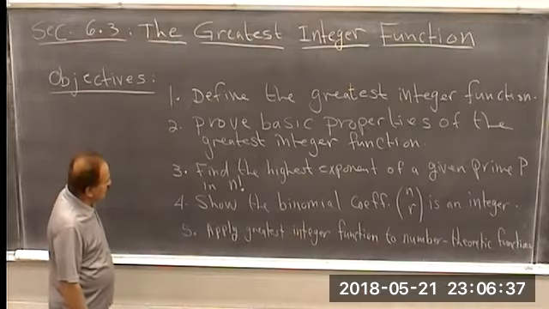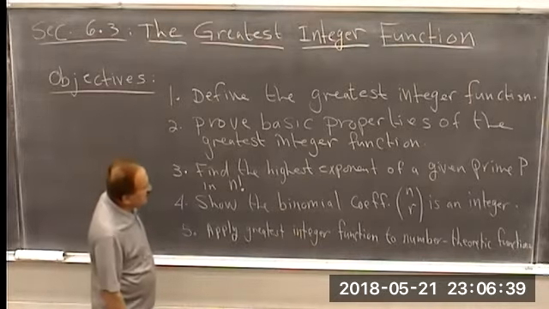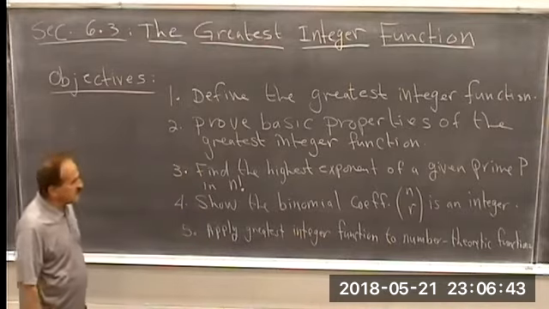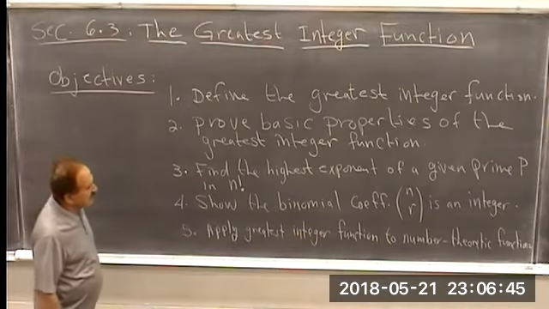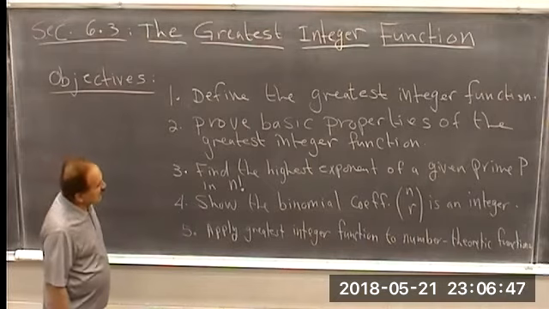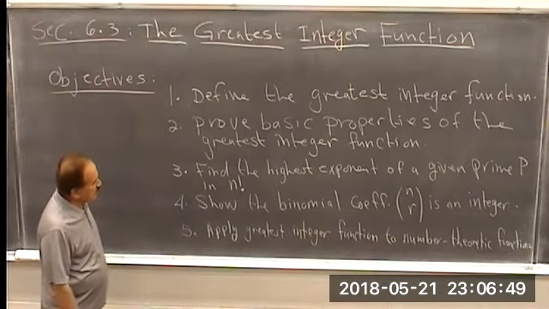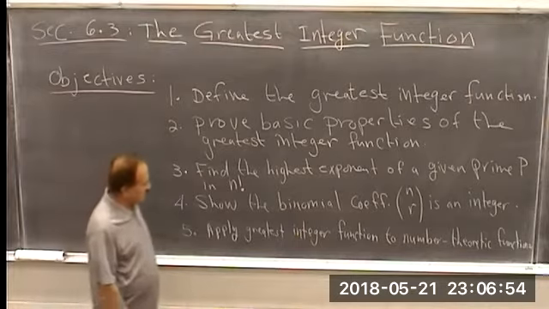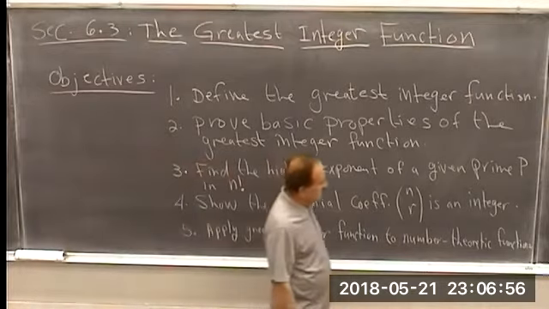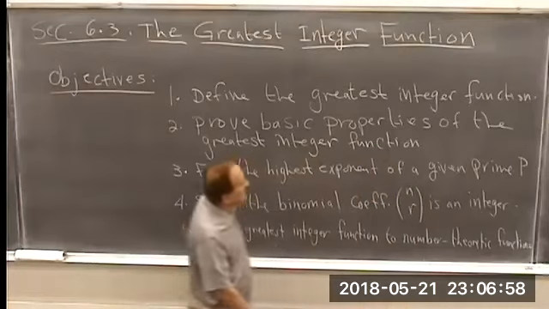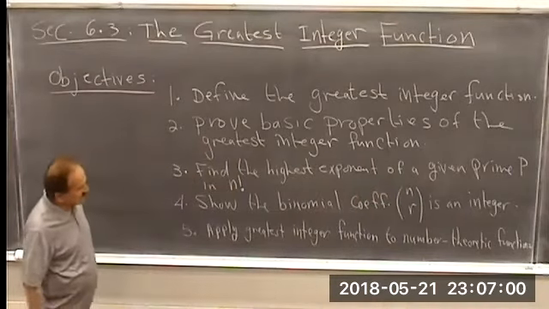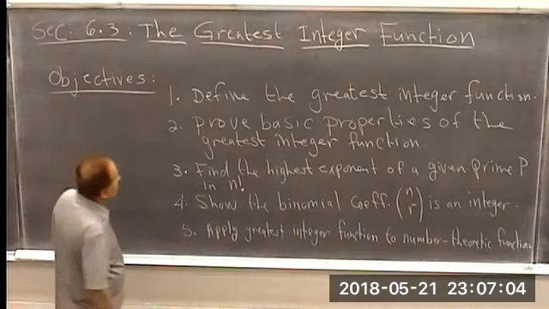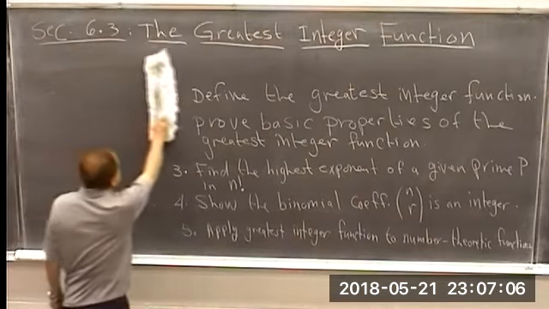Then we're going to show that the binomial coefficient n take r is in fact an integer. It's a fact that we actually use. So we're going to use the theorems that we develop in this section to prove this. Then we're going to apply the greatest integer function to some number theoretic function that we actually looked at earlier. All right, so let's get started with the definition of the greatest integer function.